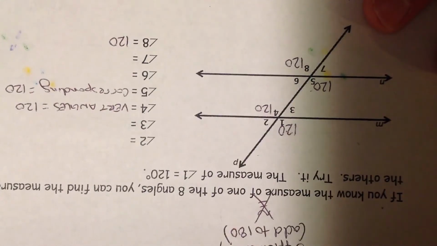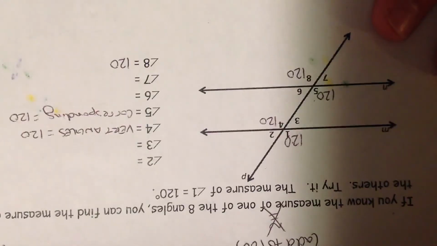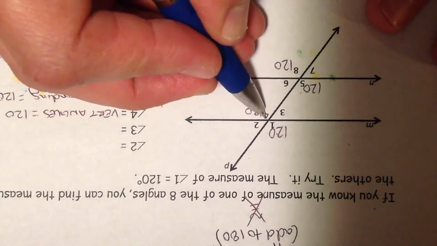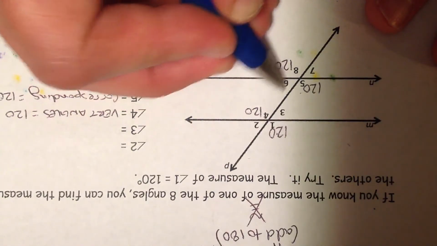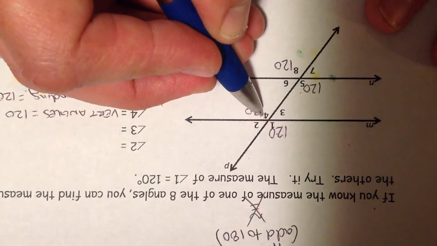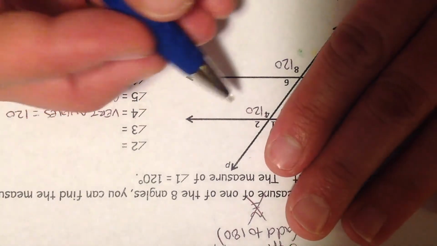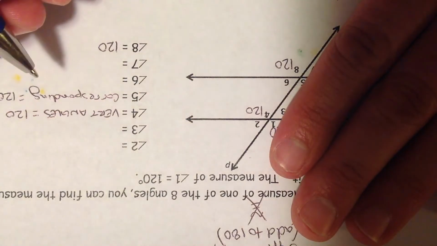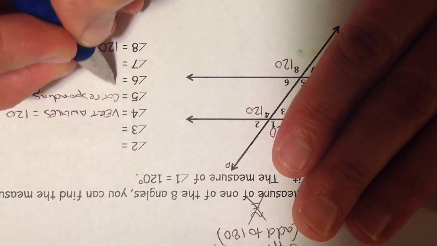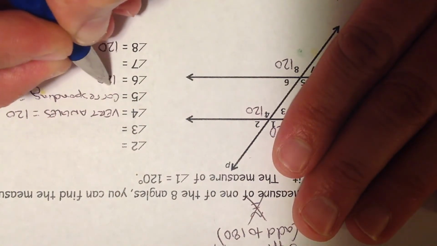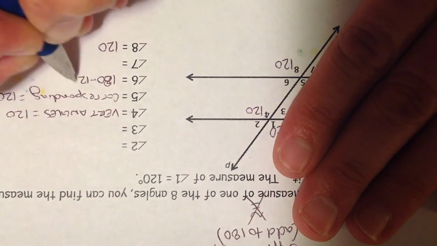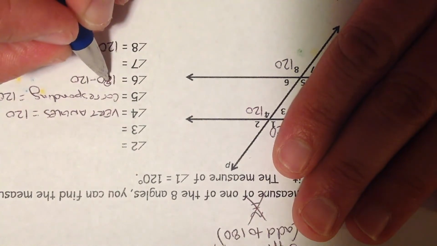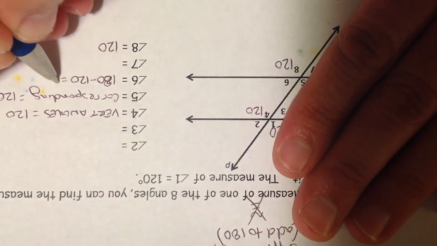And if you notice right here, we have angle 4 and angle 6. Those are going to be same side interior. They're on the same side of the transversal. So I know that these angles, angle 4 and angle 6, must equal 180. So the way I get angle 6 is I do 180 minus 120. Because they add up to 180, I can do 180 minus 120. That angle is 60.